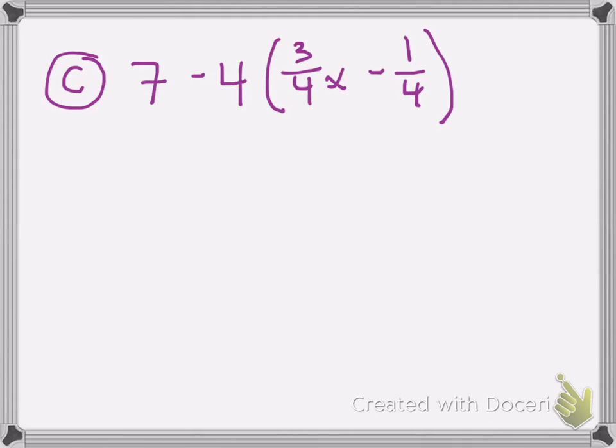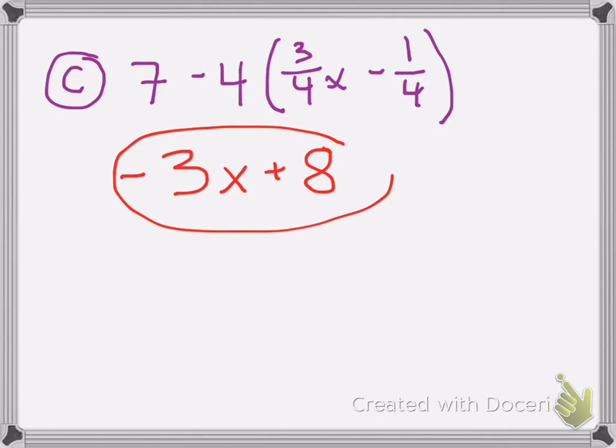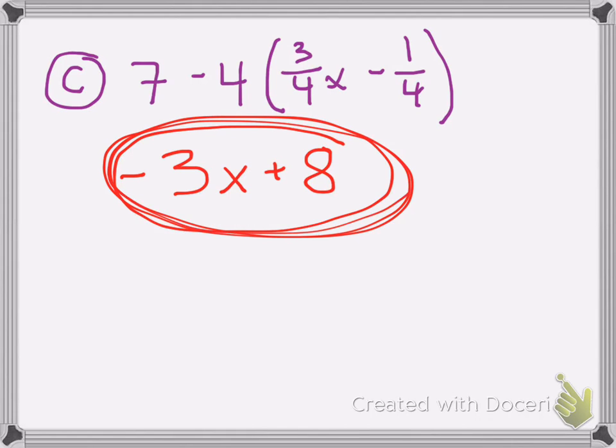Class, time is up. Once again, hold up your whiteboard and check for your answer. It should have been negative 3x plus 8. Who got that? Awesome job. Now we're all done with example 3. And again, if you need help, replay this. It's going to be on the Google Classroom.